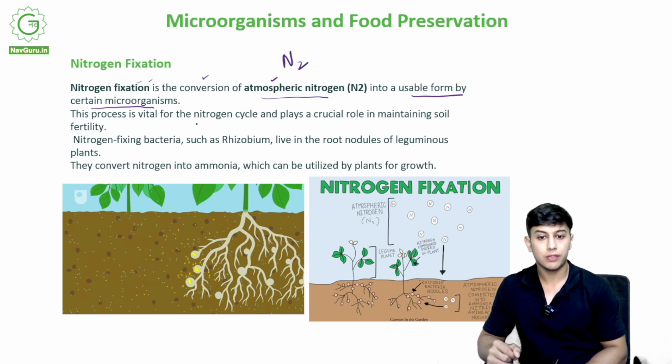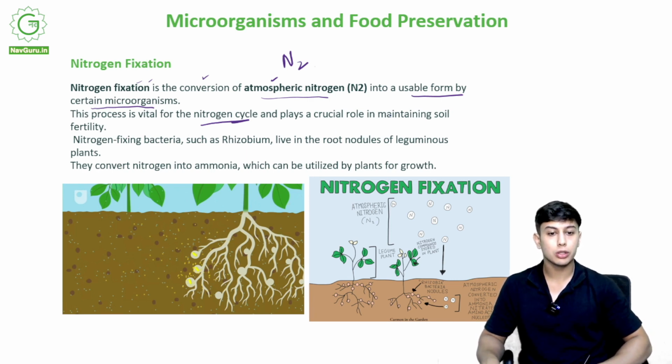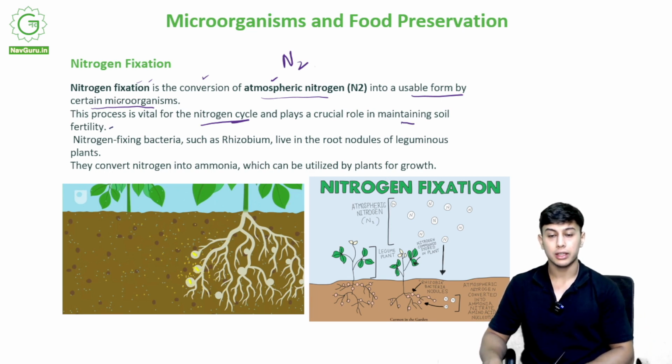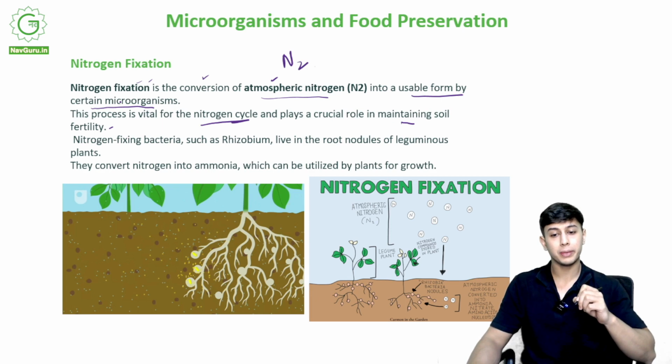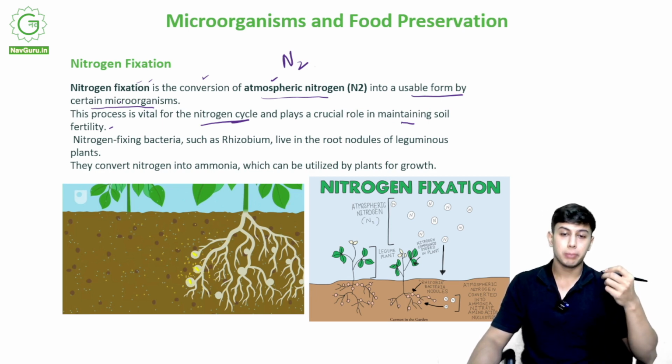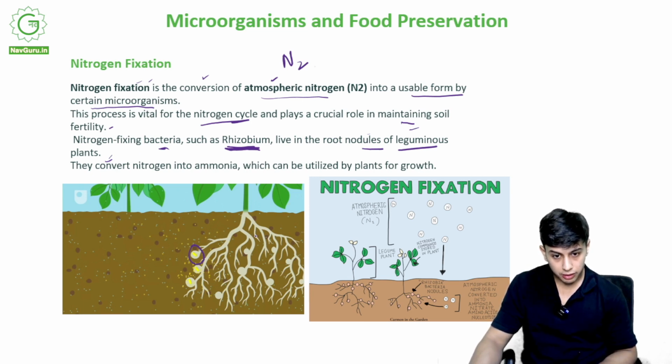This process is vital for the nitrogen cycle. Like there's a life cycle, there's a water cycle, there is also a nitrogen cycle, and it plays a crucial role in maintaining soil fertility. To maintain soil fertility so that a lot of crops grow over that soil, we require the soil to be fertile. How do we make it fertile? By adding nitrogen. Nitrogen plays a very important role in the fertility of the soil. Nitrogen fixing bacteria such as rhizobium live in the root nodules of leguminous plants. See over here, you see this white circular thing.